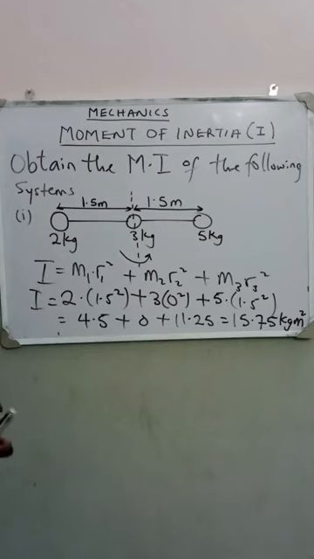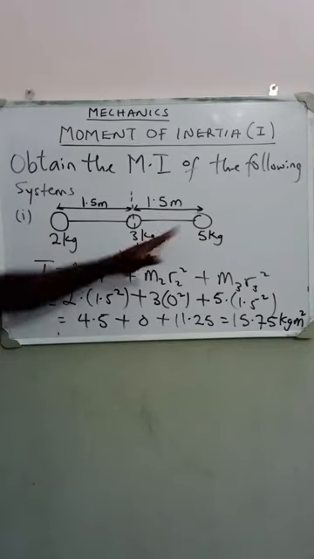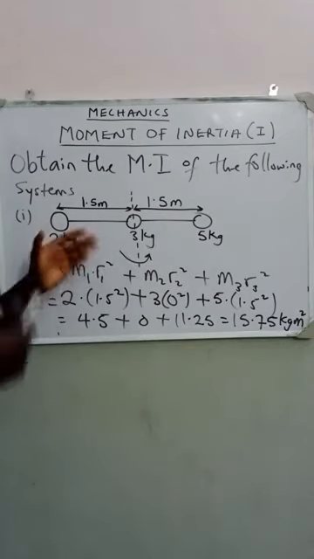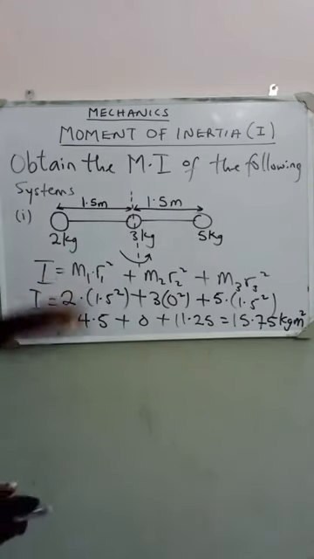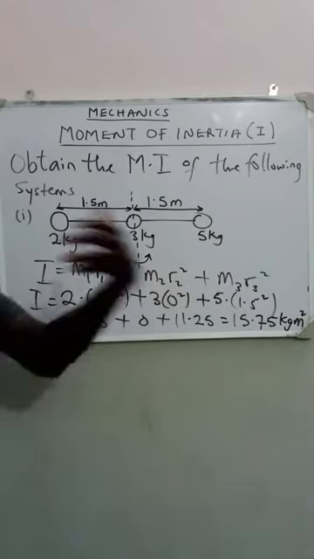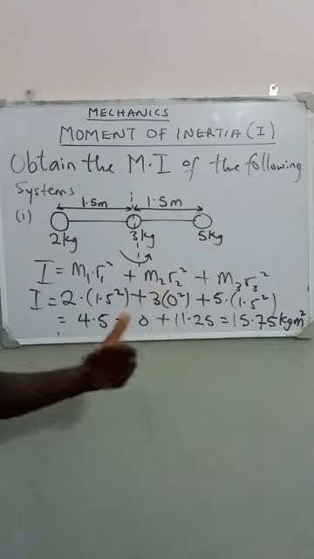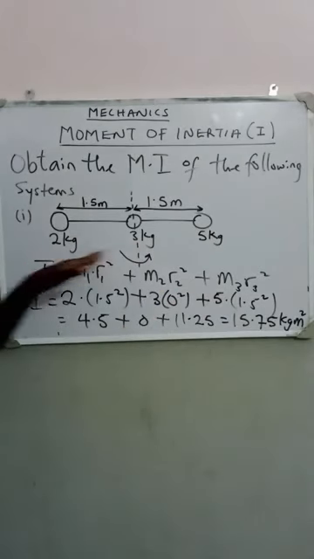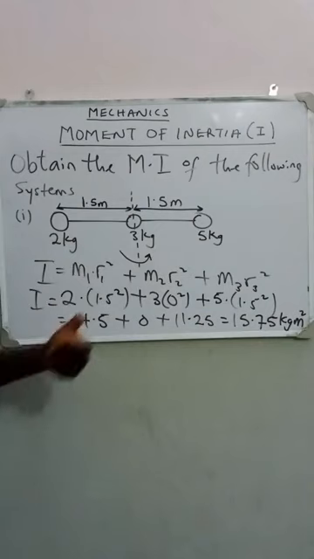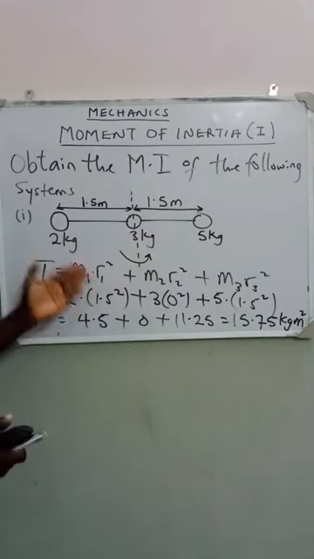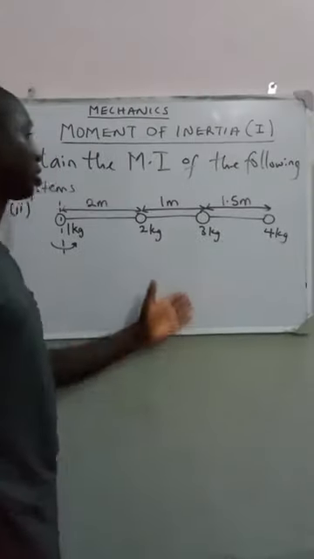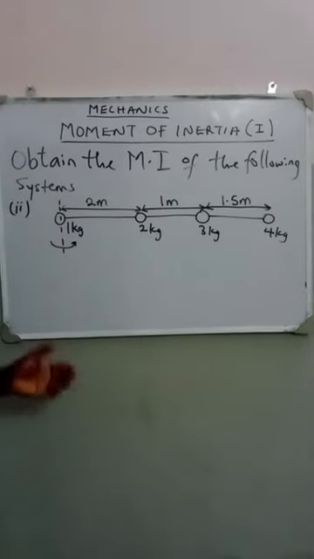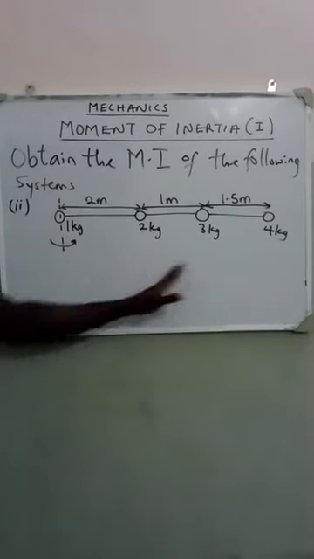So this is how we calculate the moment of inertia of a given system. Since this is a spring, you can see they are attached. That is why we use the formula m r squared. Please, we don't always use this formula. It depends on the type of material that is given to us. Since this is an ordinary string, just like a rope, we can use this formula. Okay, so look at this next example. Example 2. We want to obtain the moment of inertia of this system.